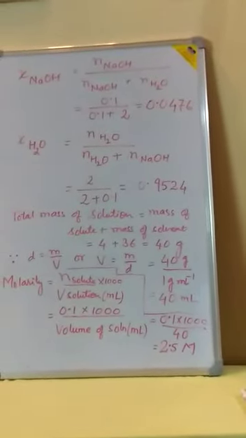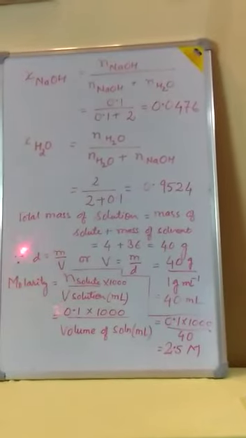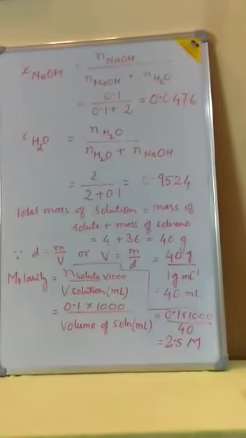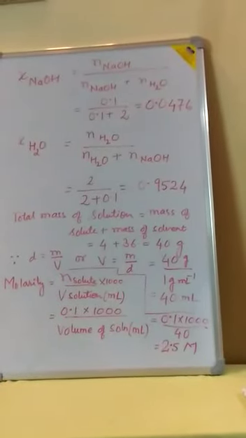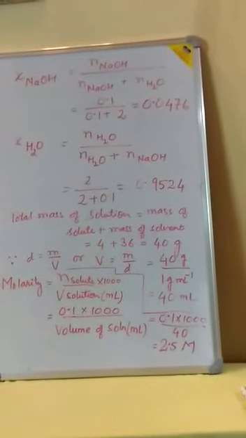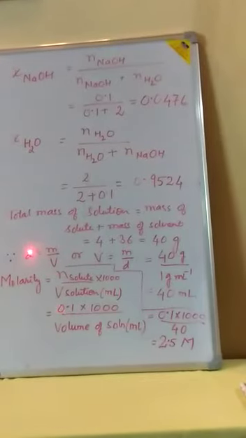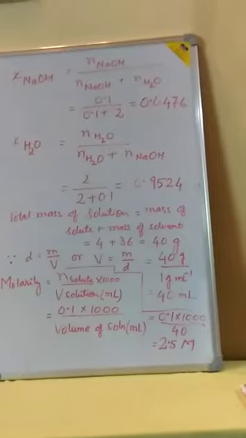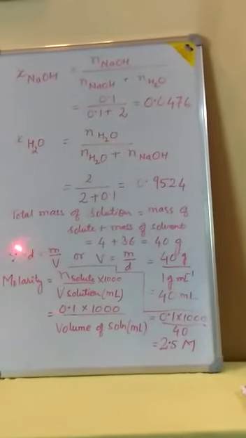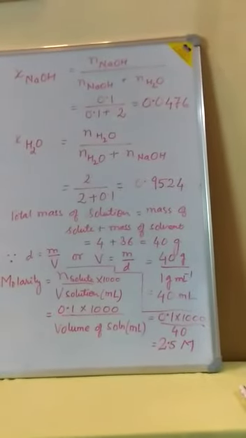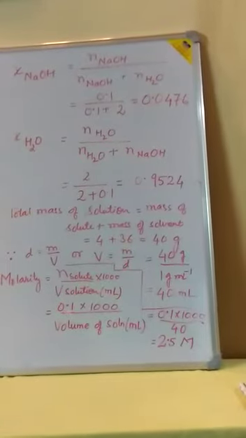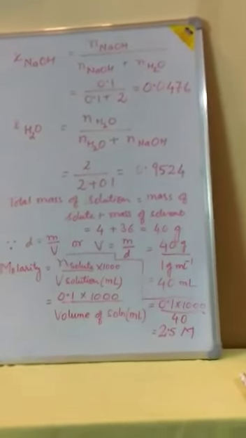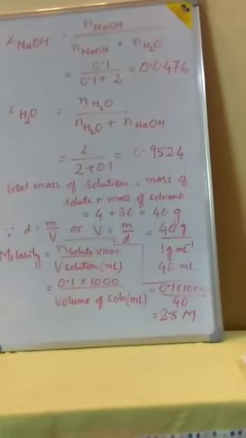Students, you know that D equals M by V, where D is density. Density equals mass by volume. Hence, volume will be mass by density. See, this V is going as numerator on the opposite side and D is coming as denominator. So V equals M by D. It becomes 40 by 1 gram per ml, comes out to be 40 ml.